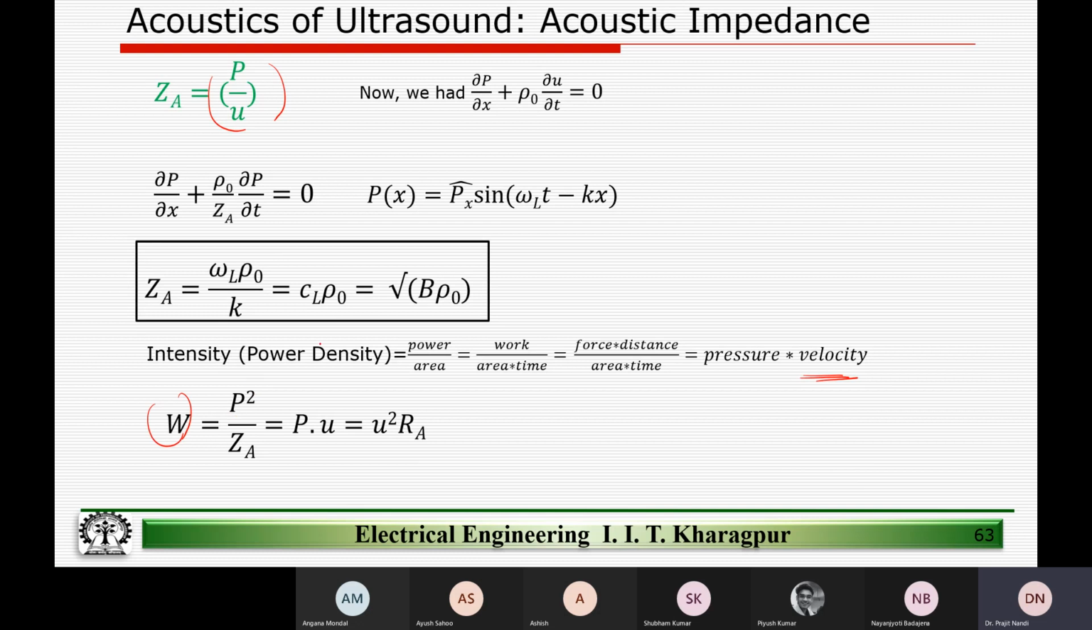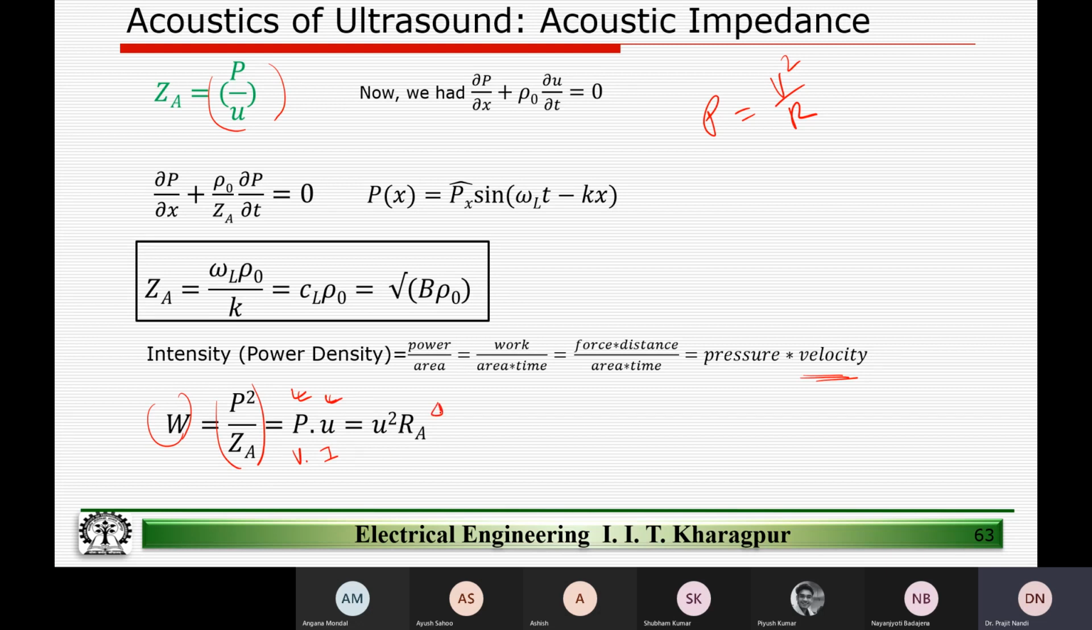Again, if you look at the power dissipated in a resistor, that is V square by R. So here you can relate to something very similar, right? The pressure square divided by the acoustic impedance, or P into U. This looks very similar to what? Voltage and current, right? U is synonymous to current and pressure is synonymous to voltage, right?